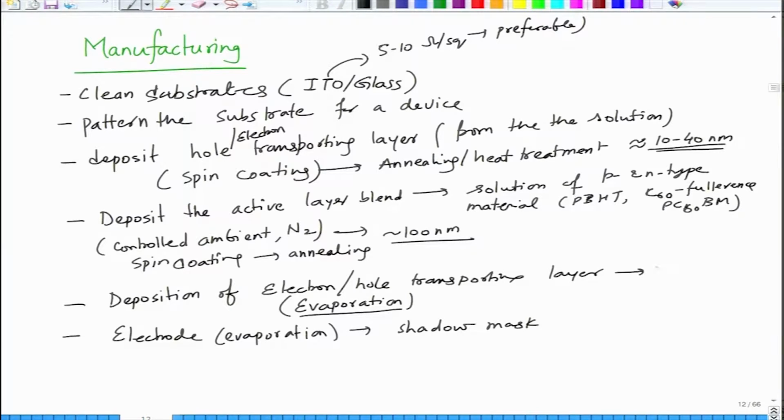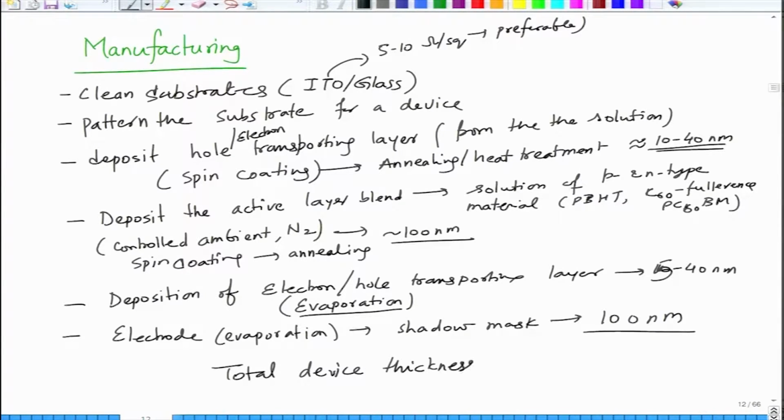So, again this layer is about 10 to 40 nanometer thin, it could be 5 also in certain cases, and electrode is about 100 nanometer thin. So, you can see the whole device thickness starting from hole transport layer is of the order of 200 or 250 nanometers. So, total device thickness, if you also include ITO, is about 300 nanometer except glass. So, it is basically a nanostructured device.